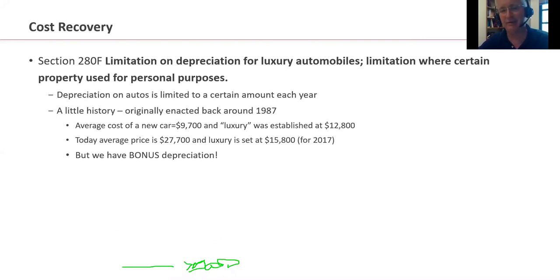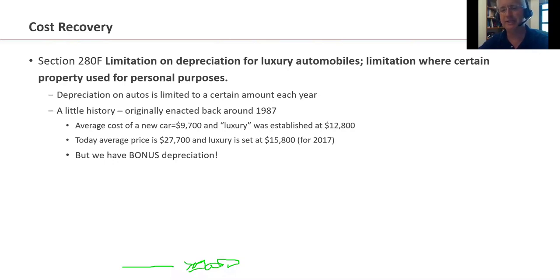Back in 87, it was enacted. The average cost of a new car back then, unbelievably, was only $9,700. Luxury, so when these limits kicked in, is when you purchased a car that cost more than $12,800. Hard to believe that would have been a luxury car back then, but I was alive back then. It was, trust me. And you can see there's about like a 25% premium. So they're kind of picking it up when your car was more than 25% of the average cost. They consider that luxury. They were going to limit your depreciation.